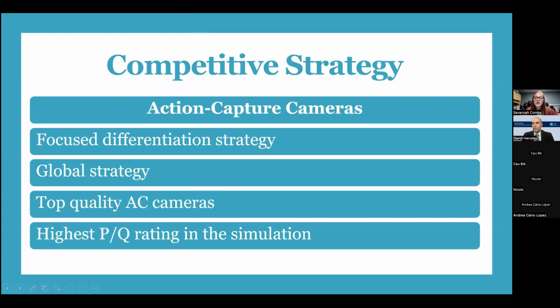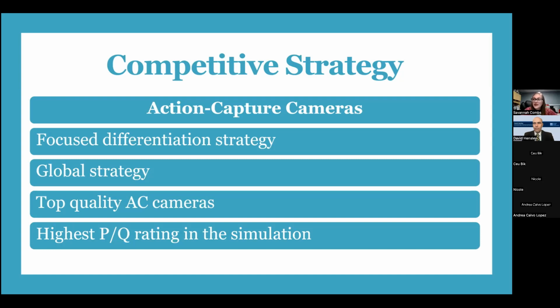Now I want to talk a little bit about our competitive strategy for our action capture cameras. So we did stick with a focused differentiation strategy, and a focused differentiation strategy appeals to a narrow buyer segment by offering customized attributes and features that meet buyer requirements better than rival companies. And we did actually stick with a global strategy, so it's the same across all four geographic regions. We strive to have top quality AC cameras, and we did actually end with the highest PQ rating in the simulation.